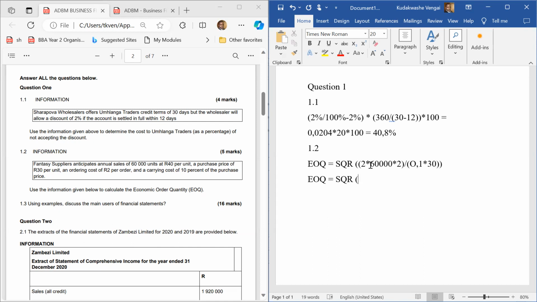So 2 multiplied by 60,000 multiplied by 2 gives you 240,000. 240,000 divided by 0.1 multiplied by 30 rand gives you 3. Close bracket. EOQ is the square root. Right, 240,000 divided by 3 is 80,000. So the square root of 80,000 is our answer. So you put it in a calculator and you get the square root of 80,000.